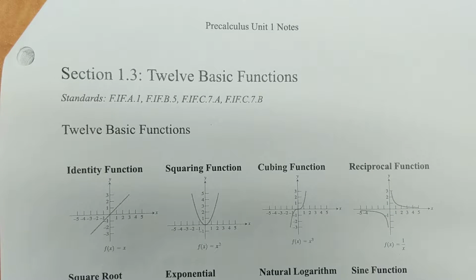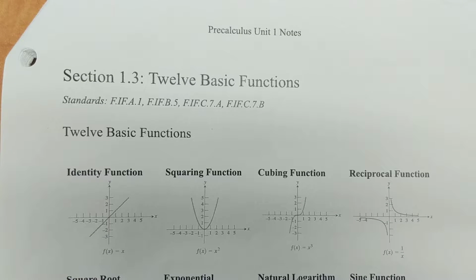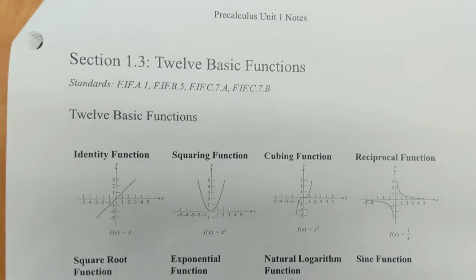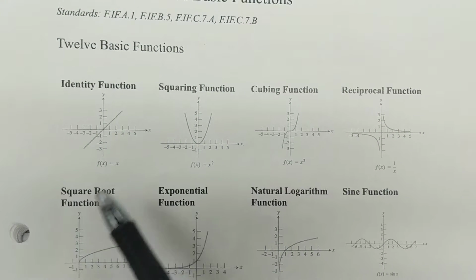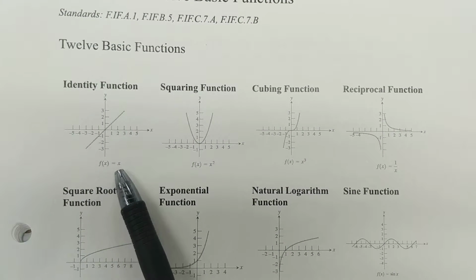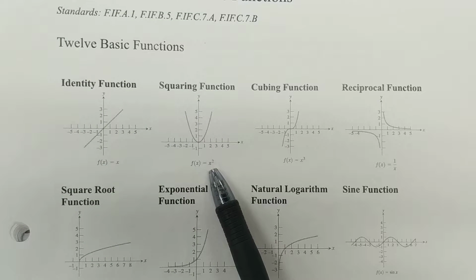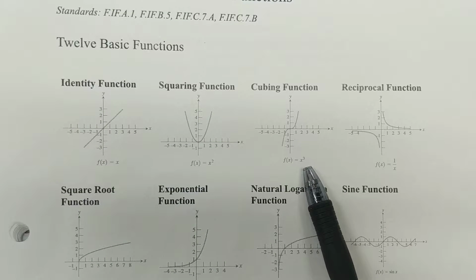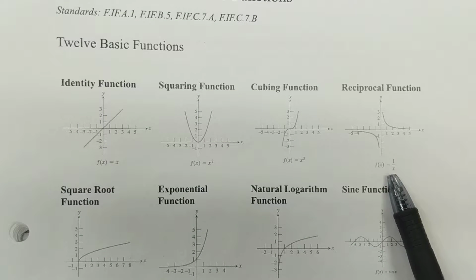All right, so here we have the notes for section 1.3, the 12 basic functions. These are the list of the most basic types of graphs that you will potentially see. Across the top row, you have the identity function, which is just f of x equals x. You have the squaring function, x squared, the cubing function, x cubed, the reciprocal function, 1 over x.